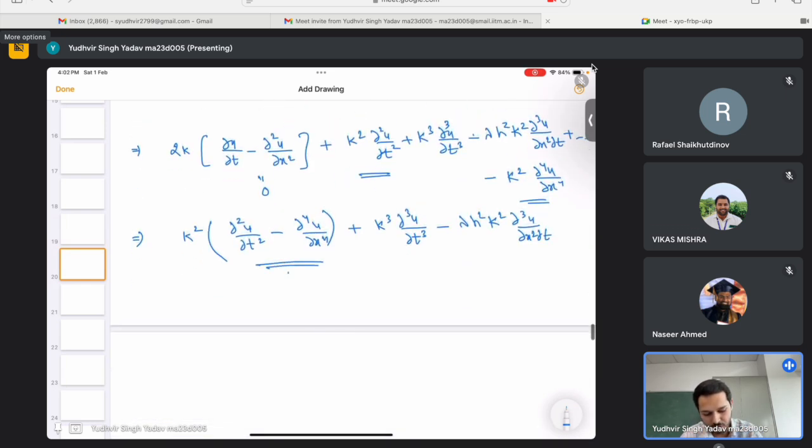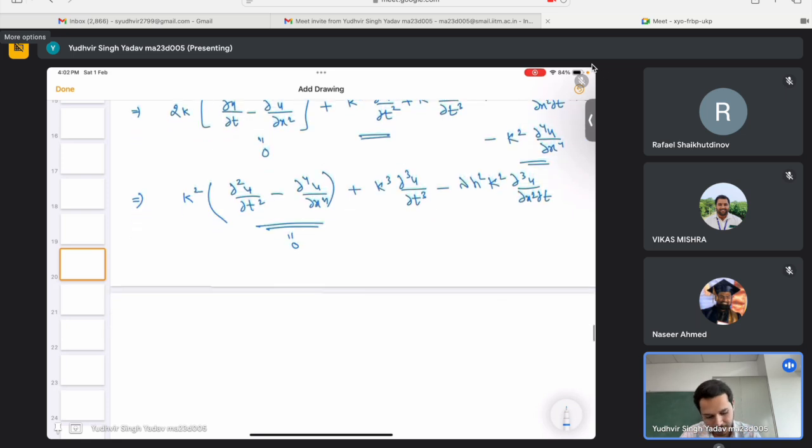So this term will also become zero as we have the heat equation, that is del u by del t equals del 2u by del x square. So if we differentiate it again, then del 2u by del t square is nothing but del by del t.